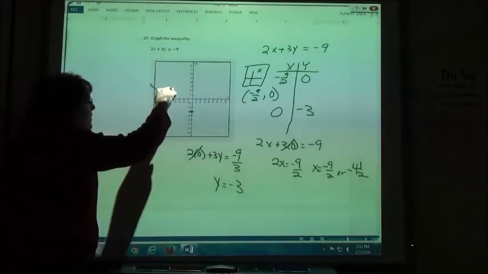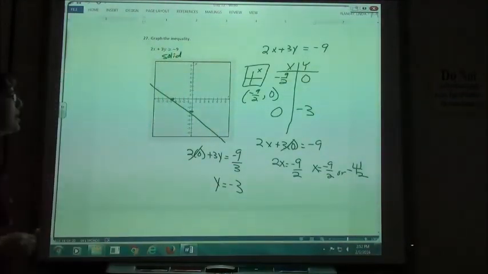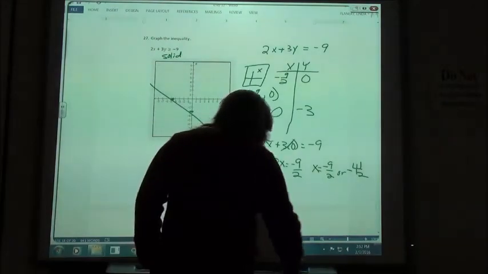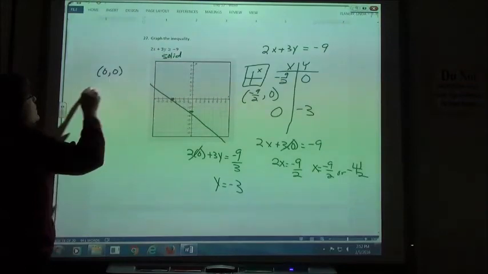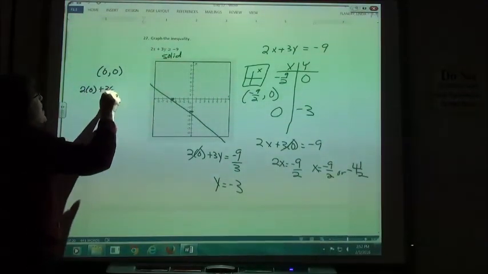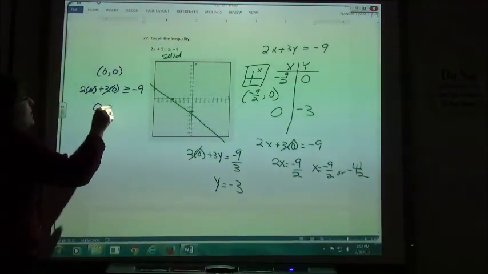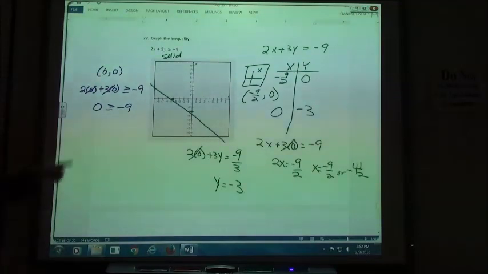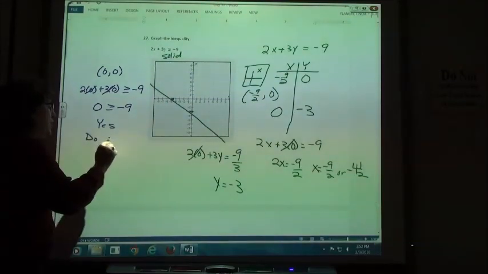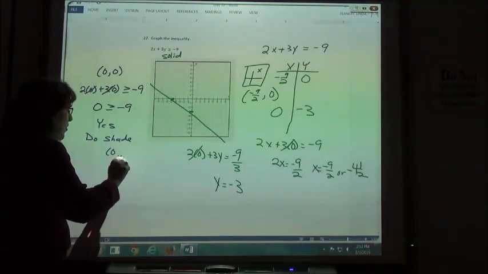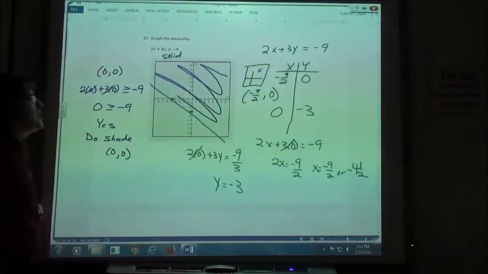Draw my line. Check. Should stay solid because I do have the equal to underneath. Now I have to figure out my shading. Again, I'm going to check the point 0, 0. So 2 times 0 plus 3 times 0, is that greater than or equal to negative 9? So this is going to be 0. Is 0 greater than or equal to negative 9? Is 0 greater than a negative number? Yes. So we do shade the side with the 0, 0. This is the side with my 0, 0. So that's the side that's going to end up getting shaded.